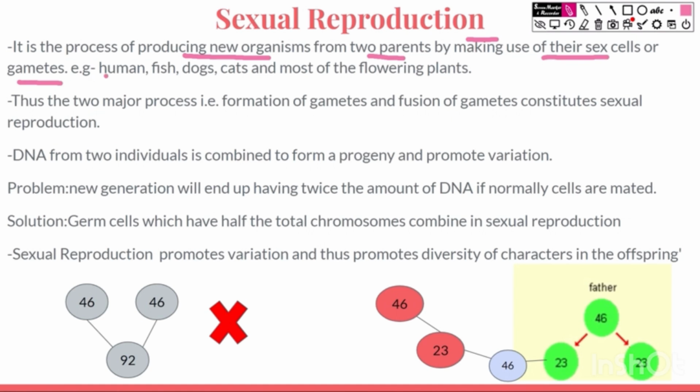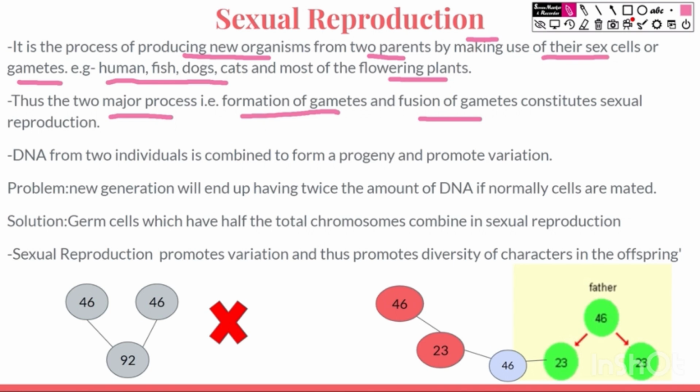So sexual reproduction is seen in humans, fish, dogs, cats and many other mammals, and in flowering plants as well. There are two main processes which have to occur during sexual reproduction. First is the formation of gametes and second is the fusion of gametes. First of all, formation of gametes has to take place separately in both the parents. In males it occurs in a different way and in females it occurs in a different way. Then from two parents the gametes have to come together at one place and fuse together to form a new individual. These two are the main processes which occur in sexual reproduction.